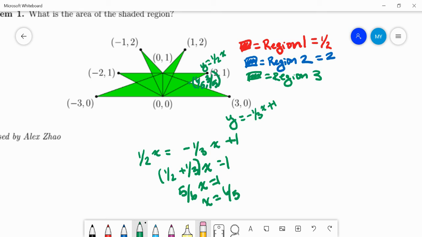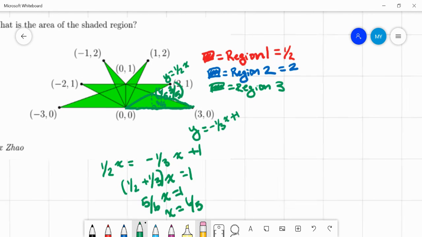Cool. So that means the height of this triangle, since the base of this triangle, we already know that's length 3, right? Because that's just from 0, 0 to 3, 0. The height of this triangle is going to be the y coordinate of the point of intersection. So we know that the height is equal to 3 divided by 5. So the total area of region 3 is going to be the base times the height, 3 times 3/5. So it's going to equal 9/5.